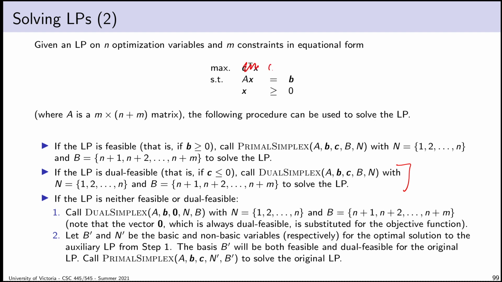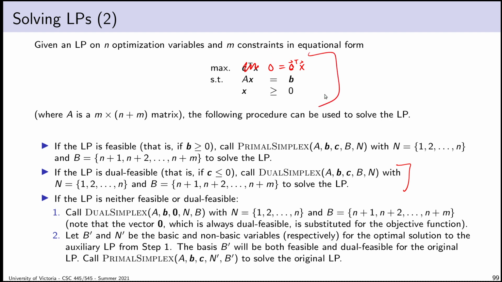What about this LP? Maximize just the scalar value 0, which is equal to the zero vector transpose times x. Is this problem dual feasible? Absolutely. Because for dual feasibility, all we need is for the vector c, the coefficients of the original objective function, to be non-positive, and that's definitely the case. Which means this is definitely always dual feasible.